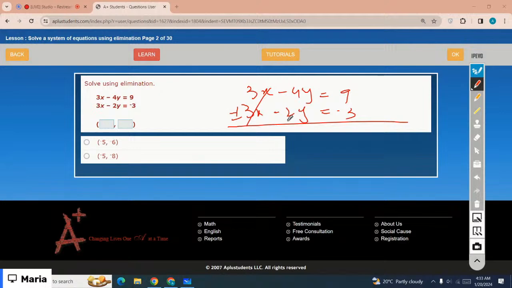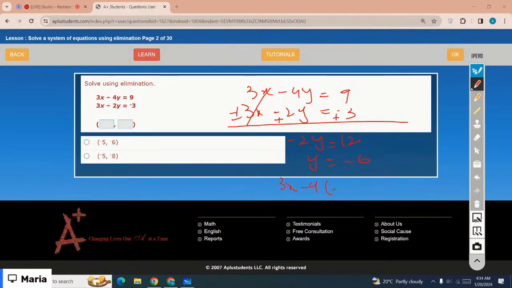3 minus 3 is now 0. Negative 4 minus negative 2 is negative 2y. And 9 plus 3 is 12. So that means y equals, you need to divide both sides by negative 2. That is y equals negative 6, right? Now you have the value of the variable y. You can substitute the value of y in any of the equations and solve for x.